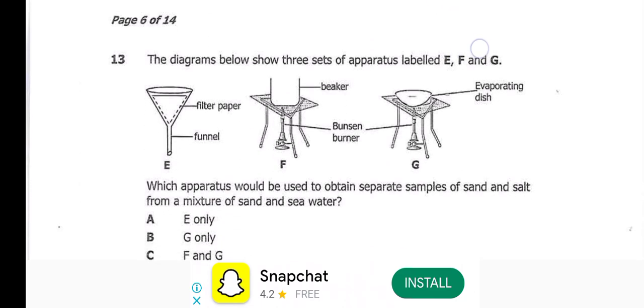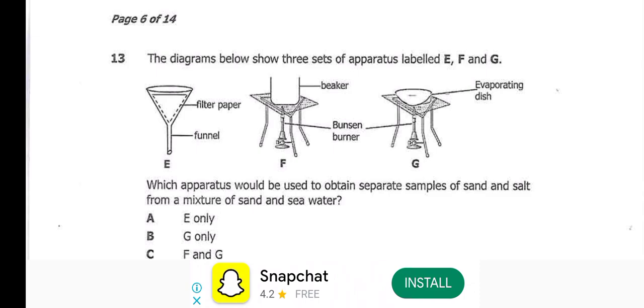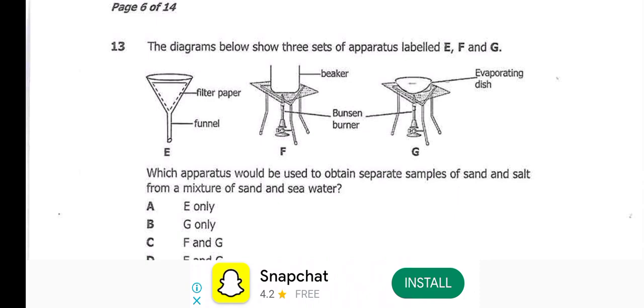The diagram below shows three sets of apparatus labeled E, F, G. So we've got three apparatus which are labeled E, F, and G. And from the identification, we can see this is filter paper and funnel. We have got a beaker and a basin burner. We've got even an evaporating dish.